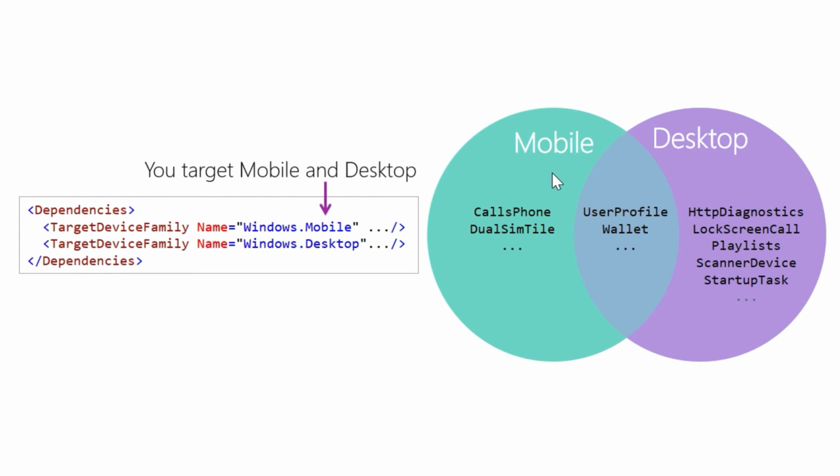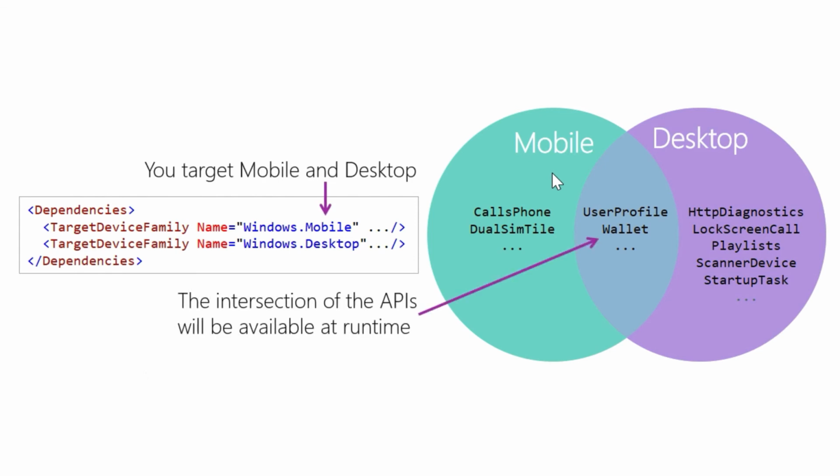So again, here we have our app right there targeting mobile and desktop. The intersection of all the families we target, we can use those APIs freely. In other words, we can be guaranteed that those APIs will exist on any device that we're running on because they exist in every one of our target platforms. Certainly, if you wanted to be conservative, you could still write platform adaptive code to dynamically test for whether or not those API contracts are available before you use them. But as long as your device family targets stay the same, you're guaranteed that these will be on every device that you run on.